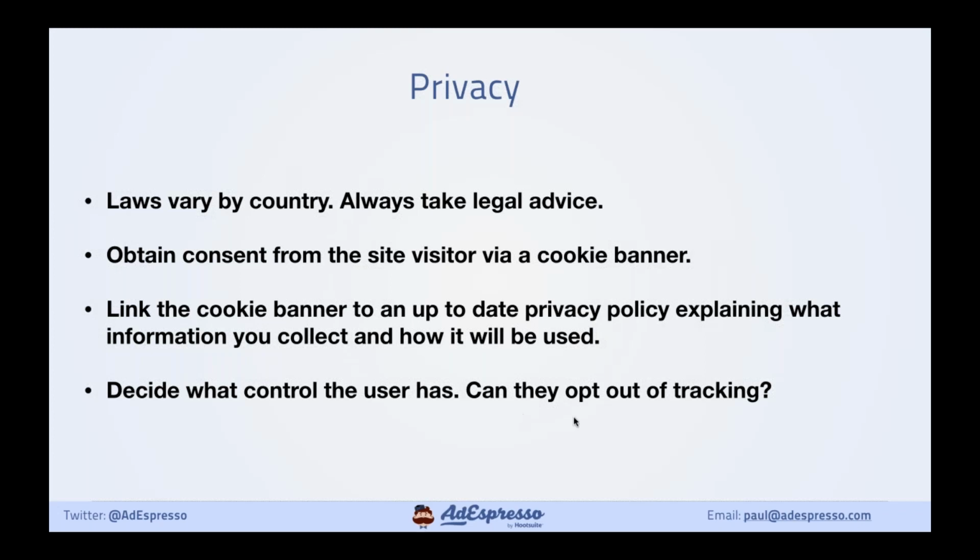You also need to decide what control that user has. Can they opt out of tracking? There are some scripts where if people decline the tracking from that cookie banner, it can shut down the pixel. Other times, people can't go beyond that cookie banner unless they opt in. So we get into the area where we need to take legal advice, but that's certainly something that we want to be thinking about before we implement that pixel.